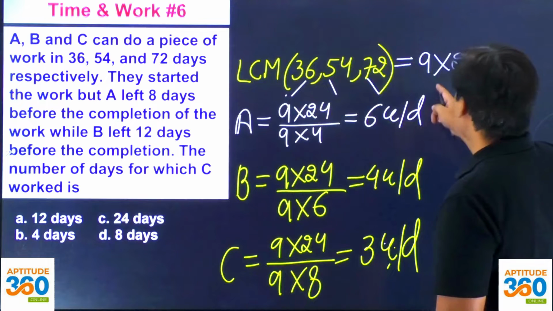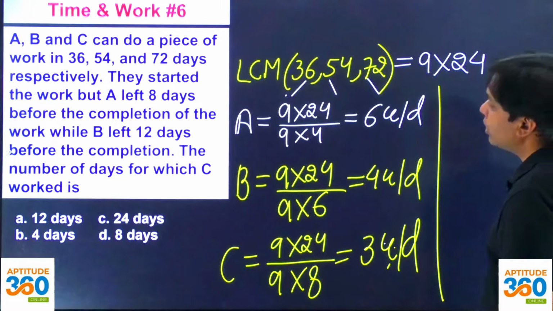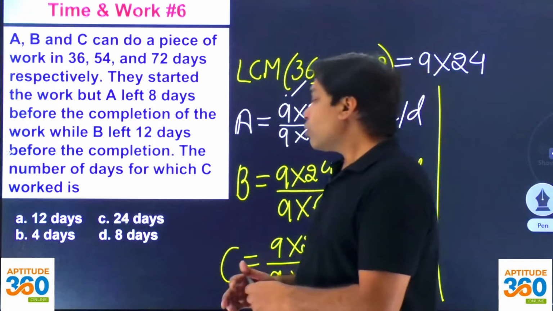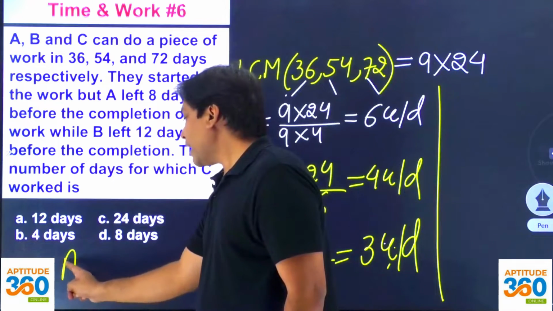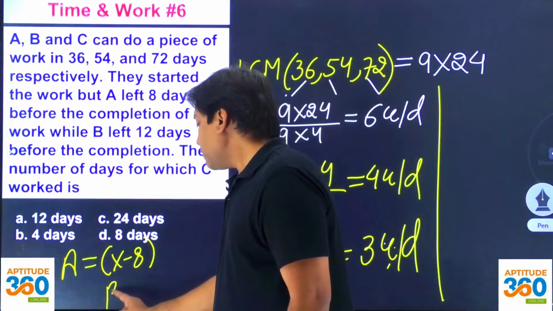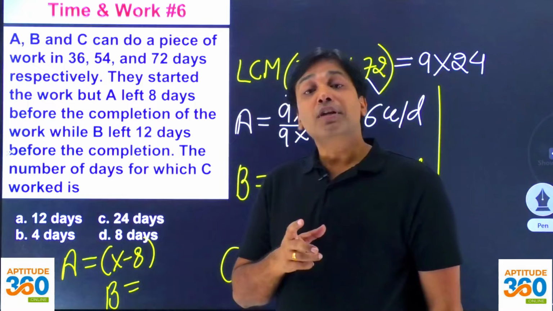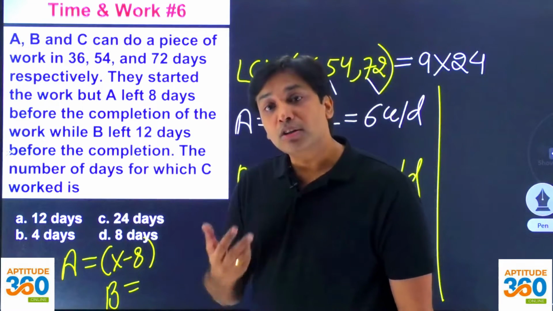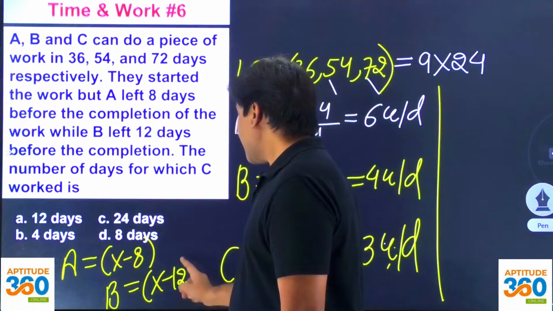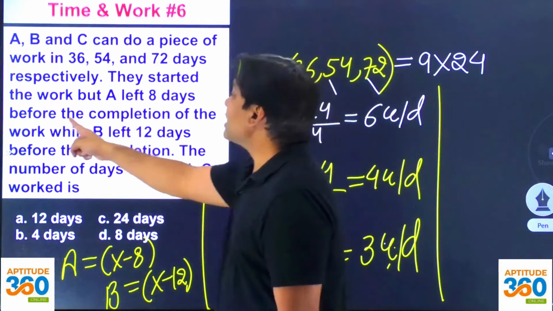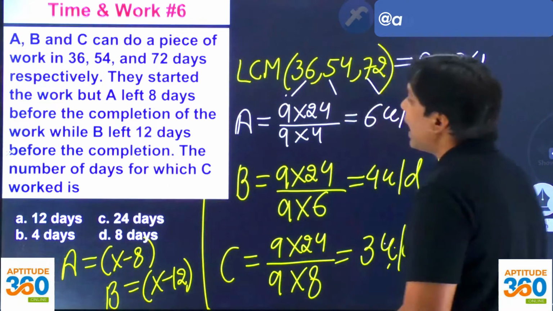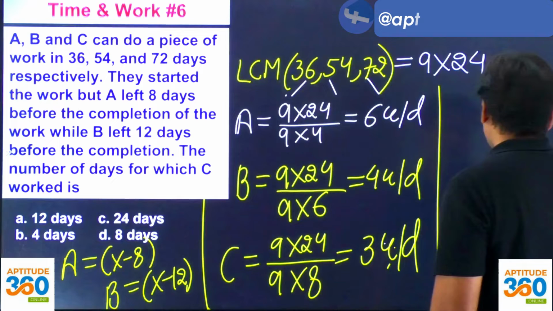और अगर आपने ऐसा बोला कि काम को खत्म होने दो X days में, तो A ने कितने दिन काम किया? A ने काम किया X minus 8 days, isn't it? For how many days has A been working on this project? X minus 8 days, and B is going to be working for how many days? X minus 12 days, right? A left 8 days before the completion and B left 12 days before the completion, and C is working for the entire period of time.